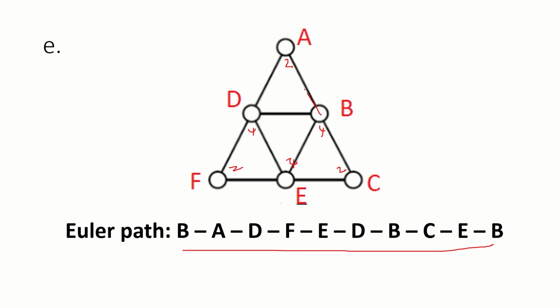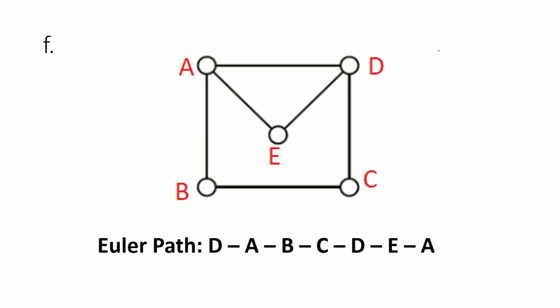So we have B, A, D, F, E, D, B, C, E, B. Okay, that's our Euler path, and at the same time, an Euler circuit. Last, we have this. So D, A, B, C, D, E, A. So this is now our Euler path. Again, Euler paths and Euler circuits are not unique. So you may find other Eulerian paths or Euler paths.